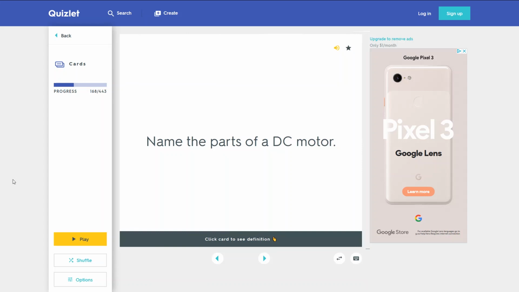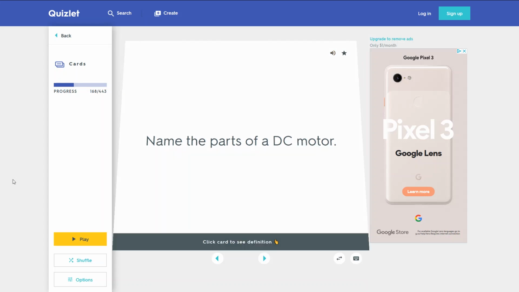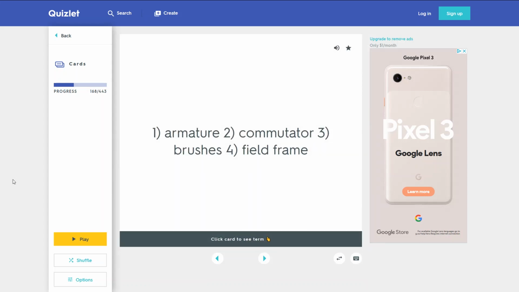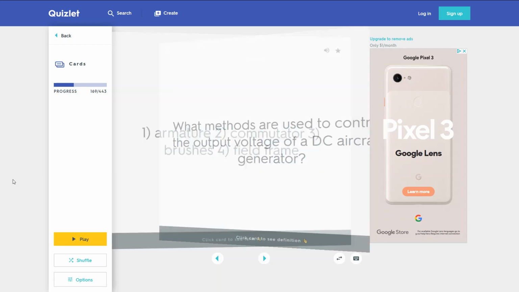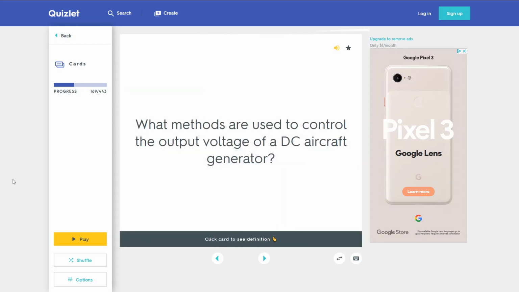Name the parts of a DC motor. 1. Armature. 2. Commutator. 3. Brushes. 4. Field frame. What methods are used to control the output voltage of a DC aircraft generator?